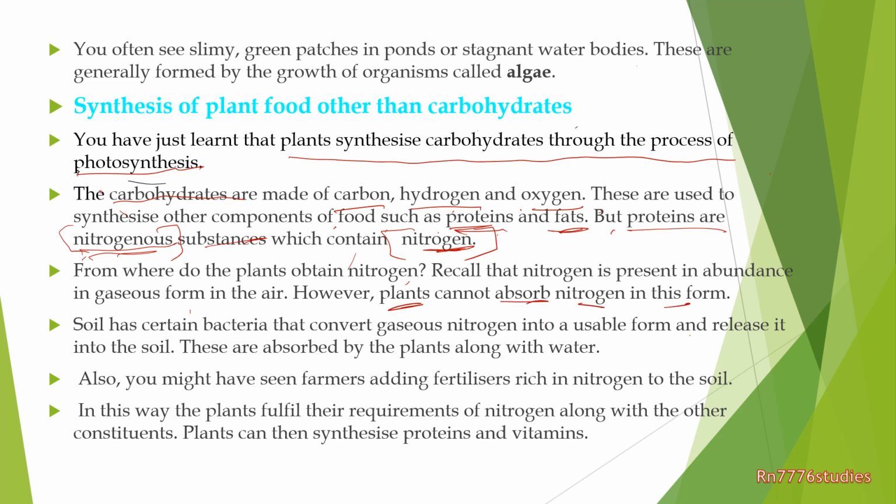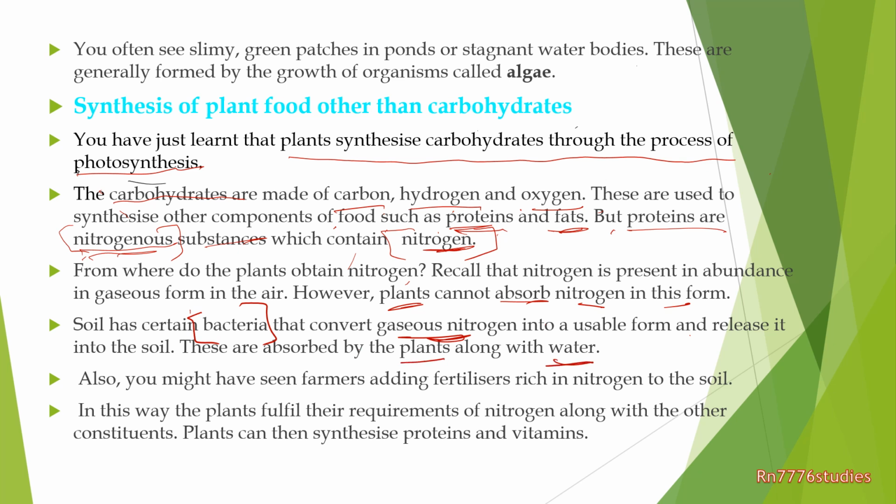So what happens is, here is a special bacteria called rhizobium bacteria. Soil has certain bacteria that convert gaseous nitrogen into a form usable by the plants and release it into the soil. These are absorbed by the plants along with the water.